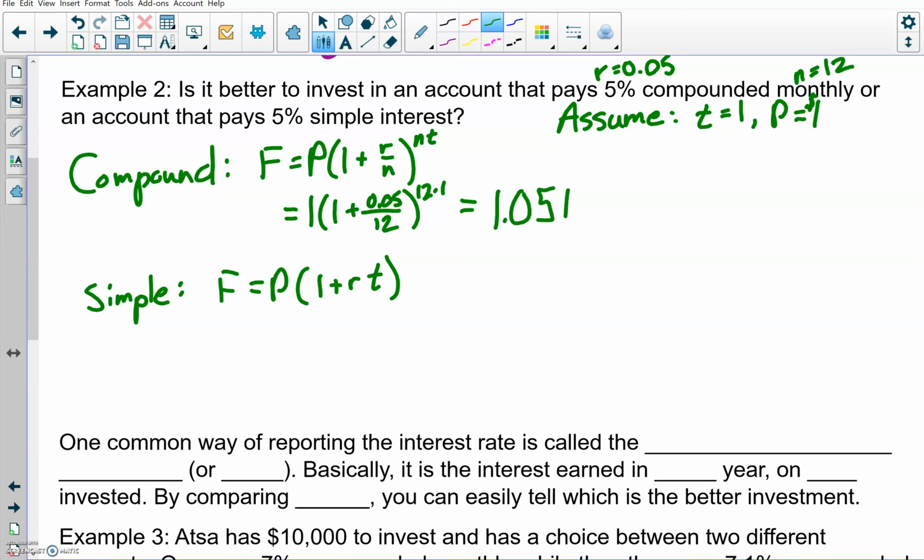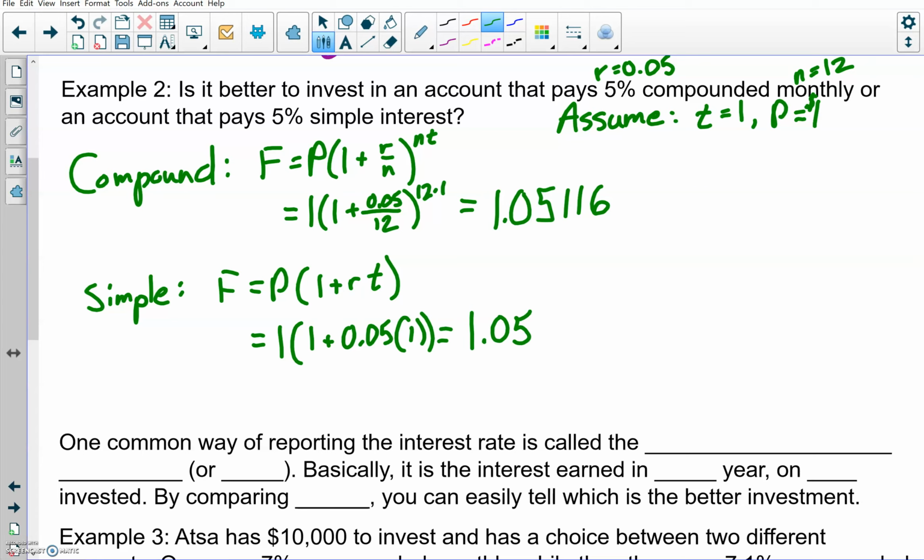And you do have to go out several decimal places with this in order to see it. So, don't get lazy with the decimals. Go out further so that you can really see the difference. And then with simple, we'll have 1, assuming for the present value again, times 1 plus 0.05 times 1 for the time. When you work that out, you get just a 1.05.